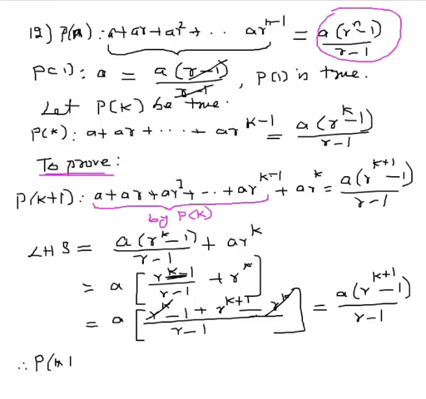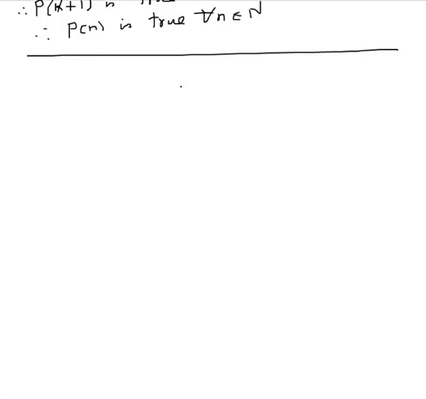Therefore, P of k plus 1 is true whenever P of k is true. Therefore, P of n is true for all n belonging to capital N. Question 13.